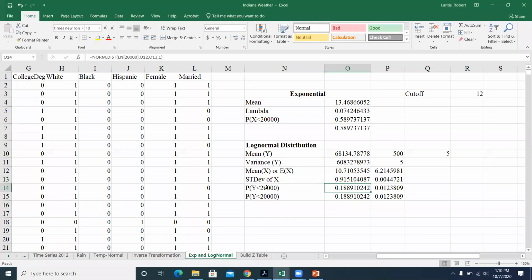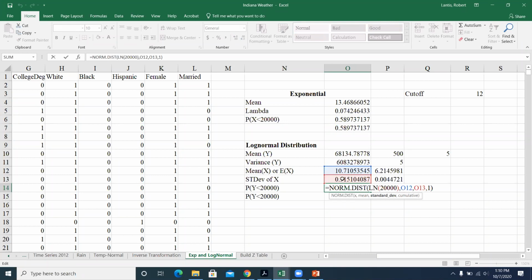Right? So when I'm looking at what I did there in Excel, once I get to this point, let's say the cutoff I'm interested in is 20,000. Well, now it's just using that norm.dist function. The cutoff I want is the natural log of 20,000. I select that mean that I had to calculate for x, and that standard deviation I had to calculate for x.